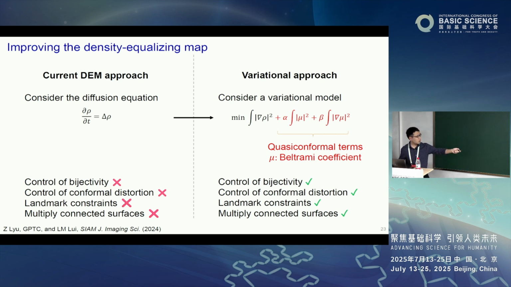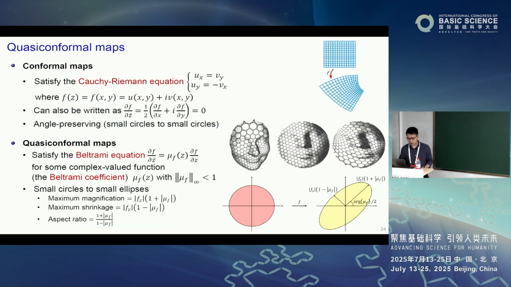So what are the quasi-conformal terms, and what are the Beltrami coefficients? Here is a quick summary of conformal mappings and quasi-conformal mappings. Conformal mappings satisfy the Cauchy-Riemann equation, and basically it is in this form. You can also rewrite it in this form, partial f partial z bar equals 0. And we know that conformal mappings are angle preserving. That means they will preserve these kinds of right angles. And also, if you consider the deformation as a circle packing, then you will see that it actually maps small circles to small circles.